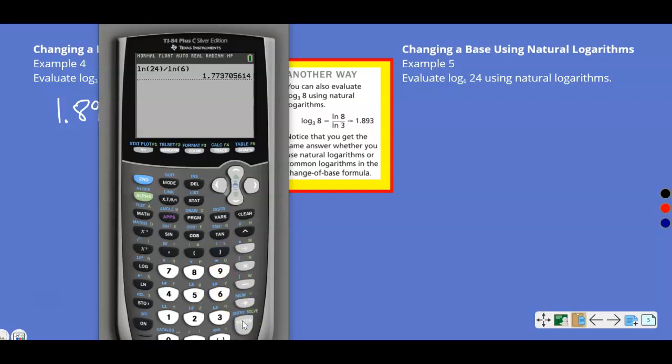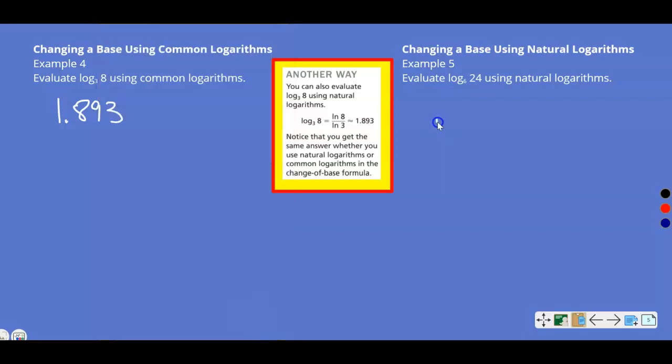And that's going to give us 1.774. So this is going to be 1.774.